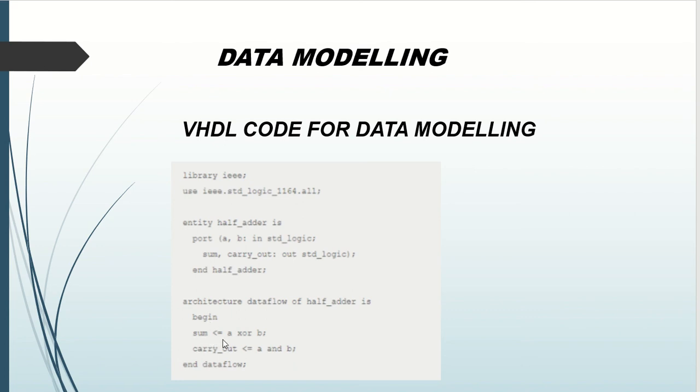Architecture dataflow of adder is begin. Sum <= A XOR B; that is, assign A XOR B. Carry_out <= A AND B. Here why we are using XOR and AND, we have already discussed in the half adder. Using this XOR gate we can derive the sum. Using this AND we can derive the carry. So the architecture ends with the name, dataflow.